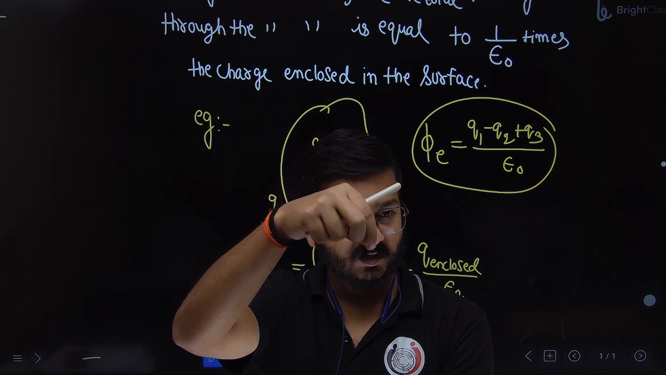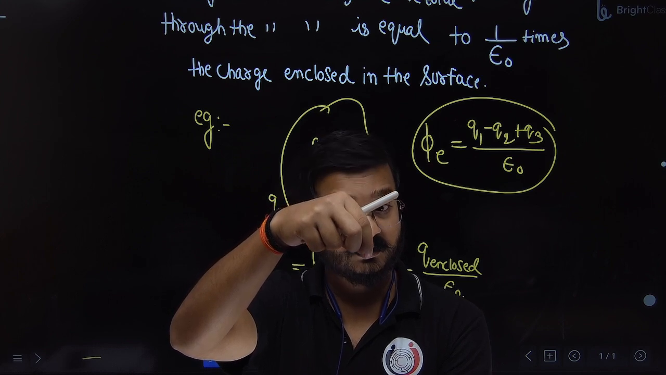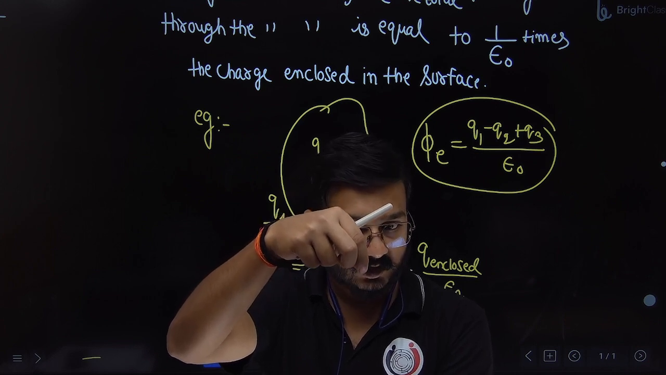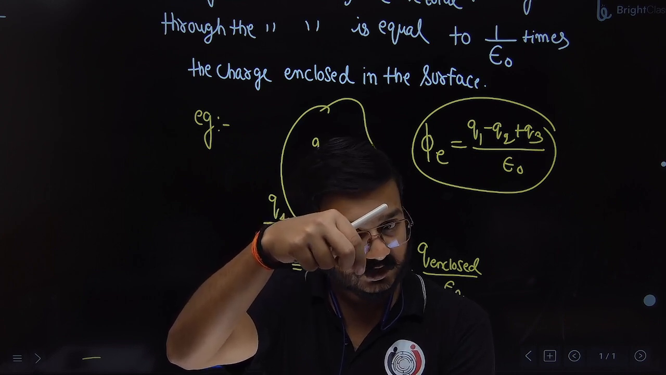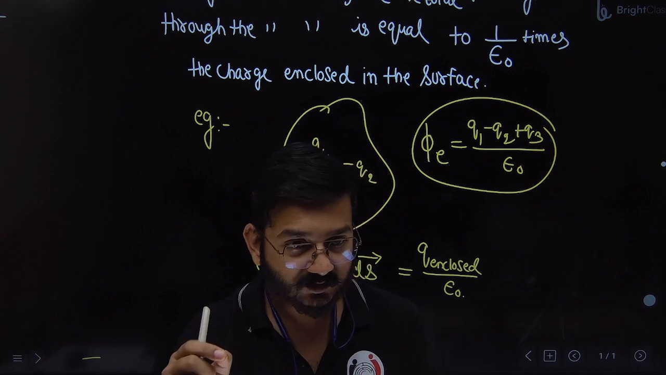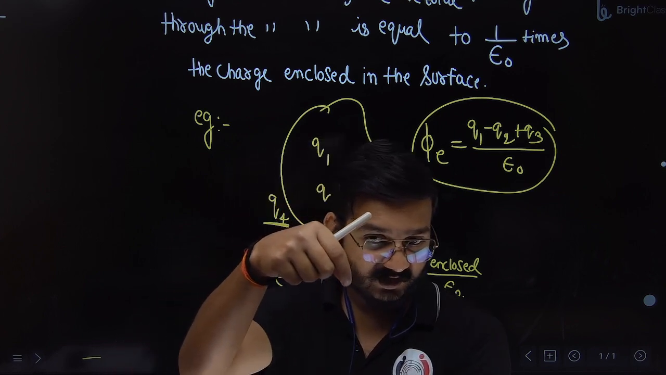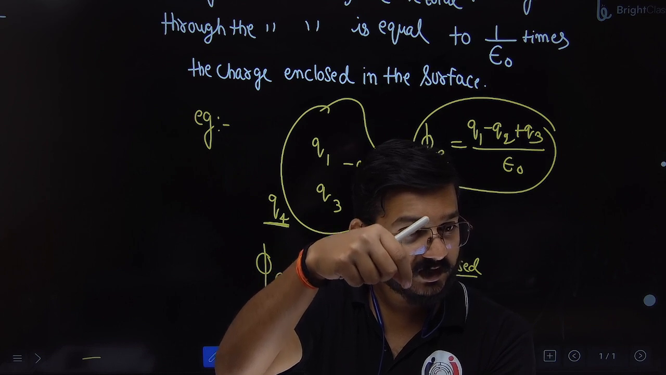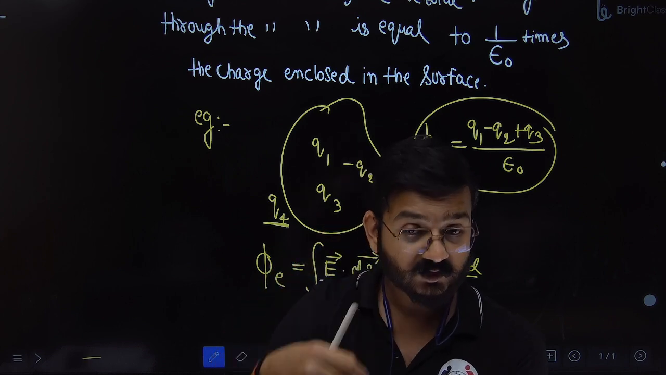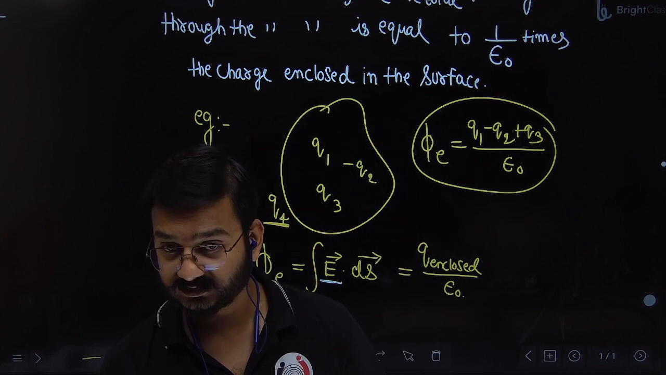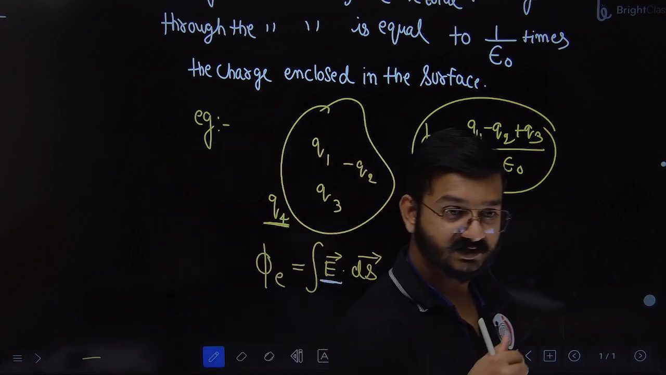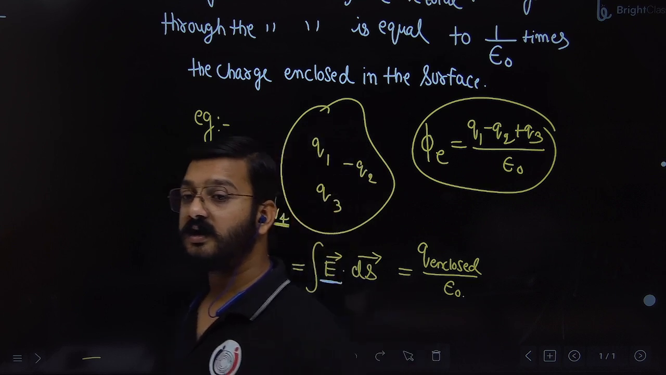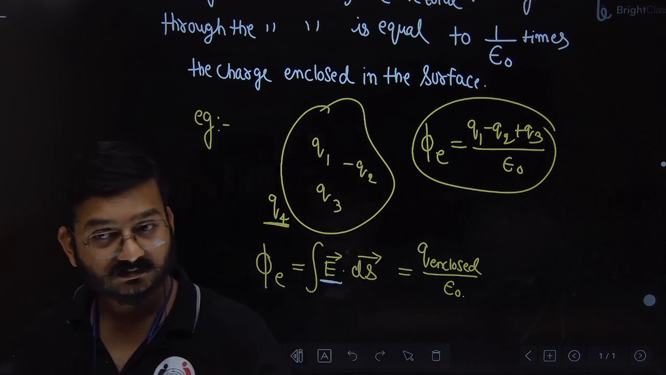So is the charge enclosed? No, it's in open. The charge is in open. So can I apply Gauss law on this charge? No. If they ask you, tell me what is the electric flux due to this charge, you cannot apply Gauss law because this charge is not enclosed by a surface. So what we will do, we will draw a surface. The surface is not present, so I will draw a surface, and that surface is called Gaussian surface.